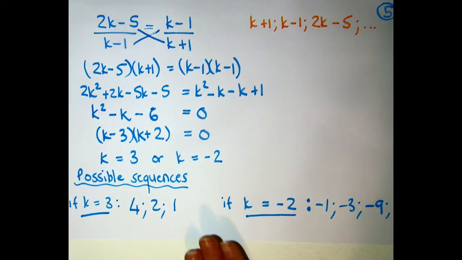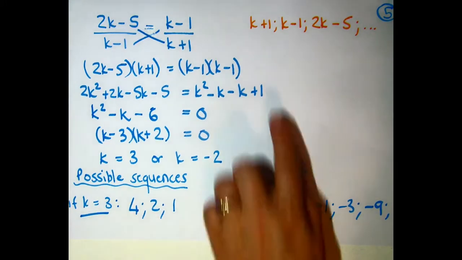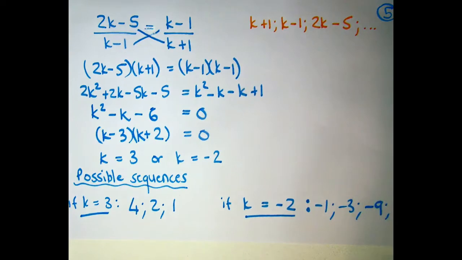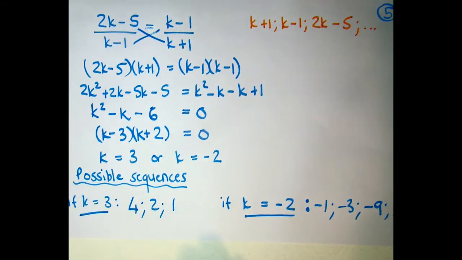When I get the 2 different answers for k, I get k as 3 and k as -2, reminding myself what the original sequence was. Again, all I'm doing is substituting into that sequence for my different k values, and this is my possible sequence if k is 3, and this is the possible sequence if k is -2.